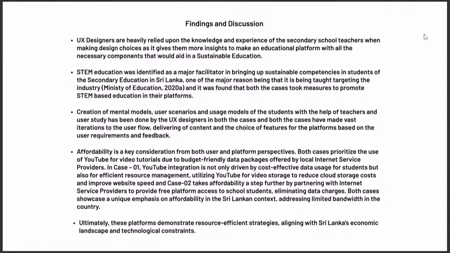And this also is done in order to manage the resources efficiently, because this reduces the load on their cloud servers, as well as improves the overall website performance, as well as gives a better experience for the user. And also case study number 2 took the affordability a step further, and they collaborated with different service providers so that the students get to access these platforms free of charge. So these are some of the major considerations these platforms took when they were designing an online platform to promote sustainable education in Sri Lanka.